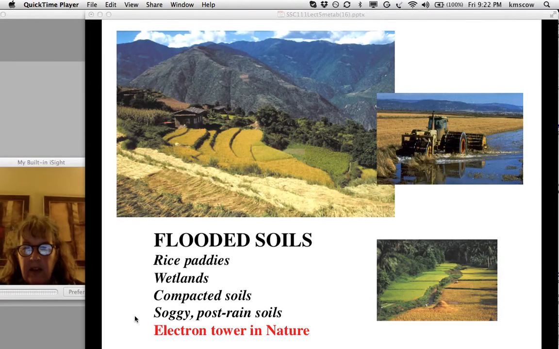Scow, and this is soil microbiology, and I am finishing up now lecture 5, which is about metabolism, and we're in part 2 now, and this is going to be about flooded soils.